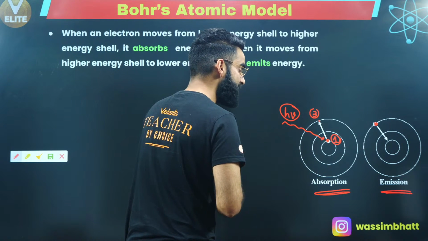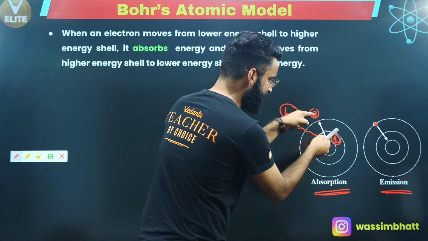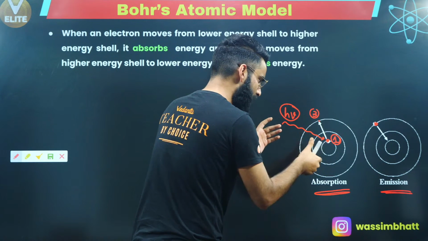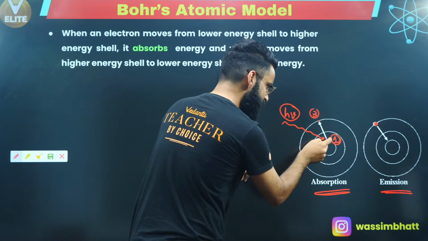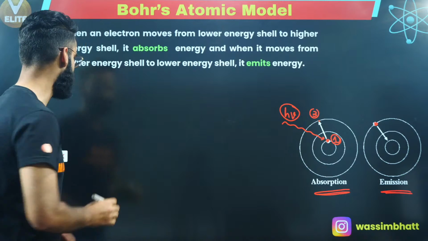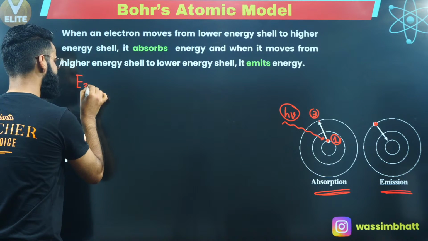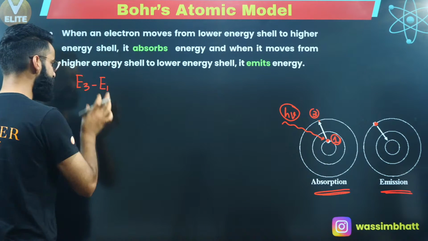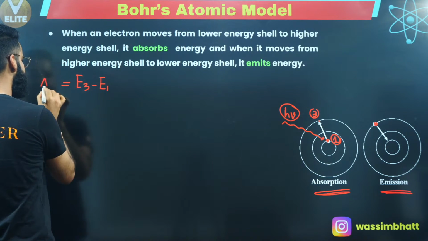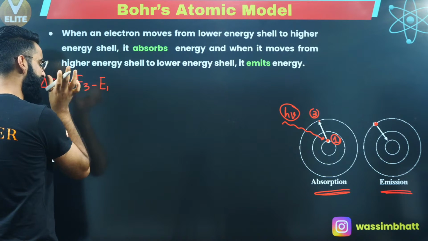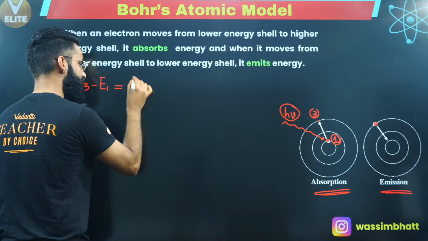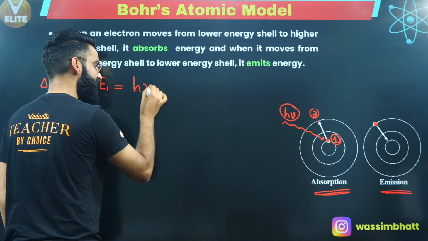How much energy do I need to supply? Whatever will be the difference between these two energy shells, whatever will be the energy gap between these two shells, that much energy I need to provide, then only the electron will make a transition from shell number 1 to shell number 3. So first of all, I have to supply this much energy, E3 minus E1, where E3 is the energy of the third orbit and E1 is the energy of the first orbit. This much amount of energy, which I'm representing by delta E, I need to supply, then only the electron can move from shell number 1 to shell number 3. And this much energy I'm supplying in the form of h nu.